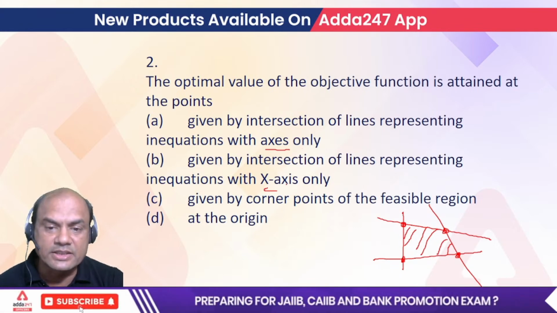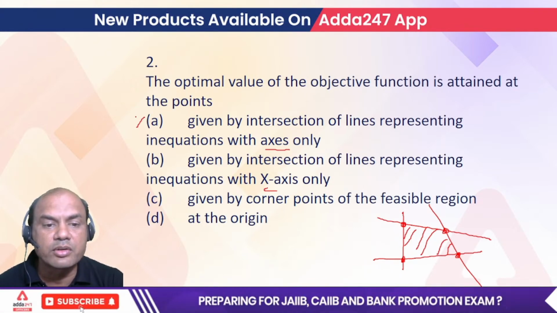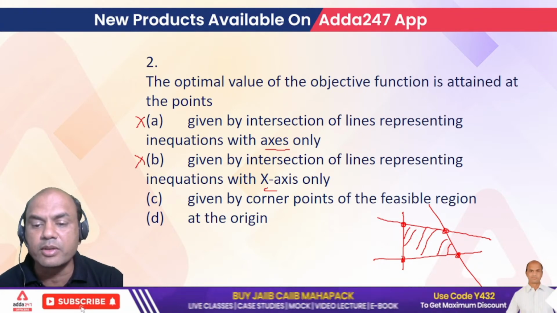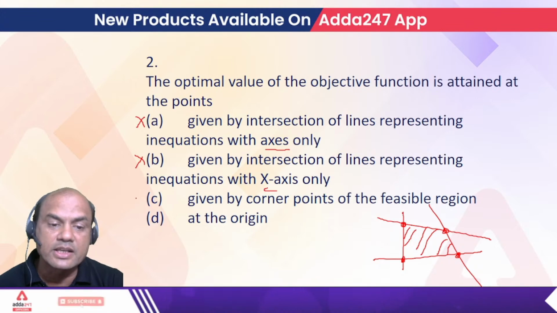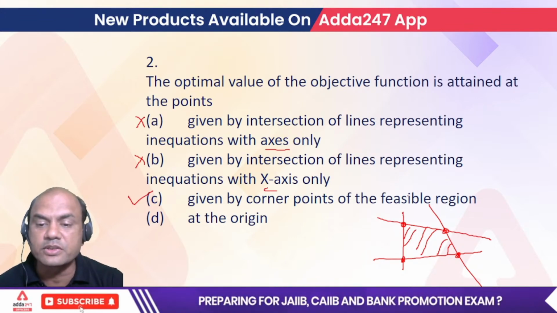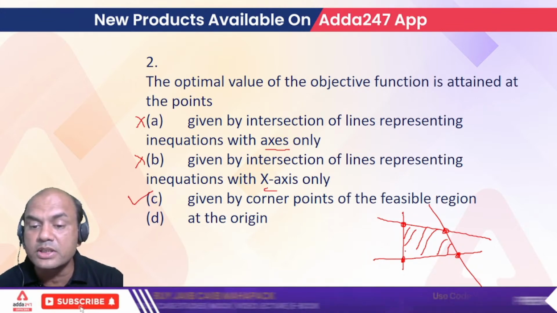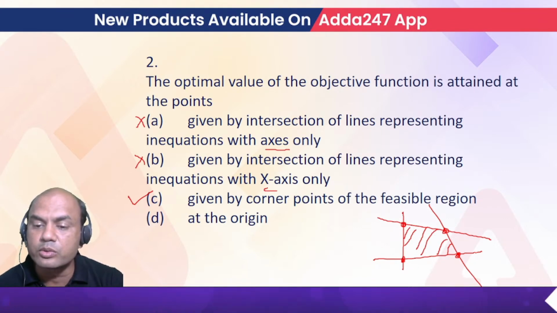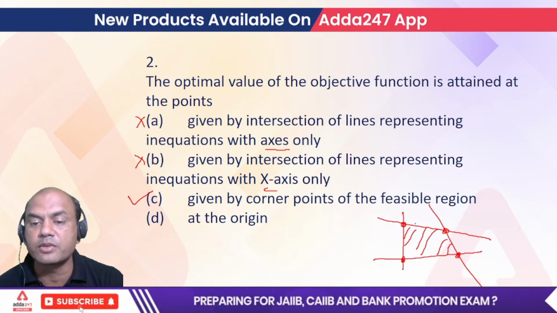So what is the correct answer then? Given that x is over, A and B are out, okay? The origin is again only 1 point, so that is also out. So the correct answer is C: at the corner points of the feasible area. Corner points include the origin also. So it includes all the points 1, 2, 3 and 4, all the corner points of the feasible region.